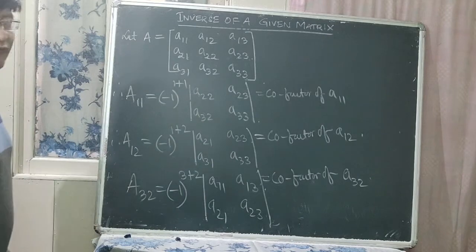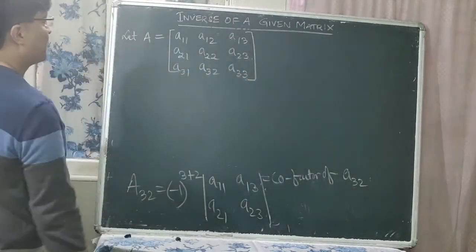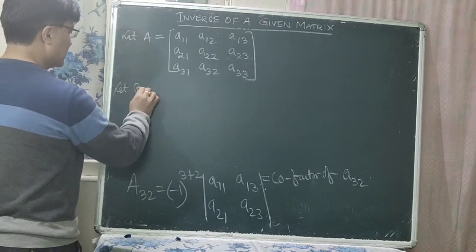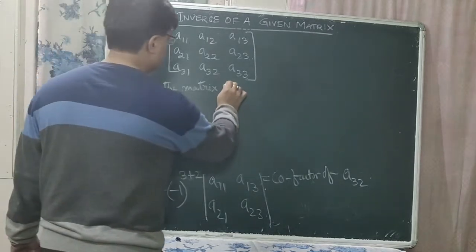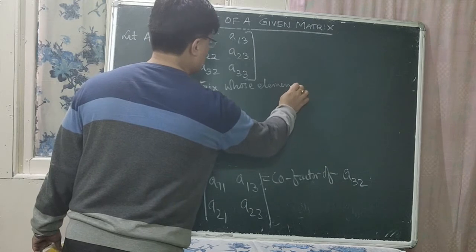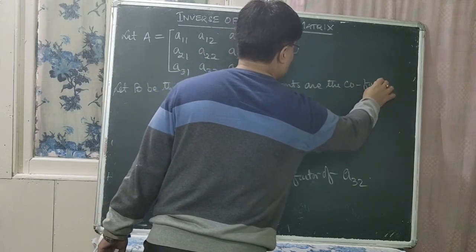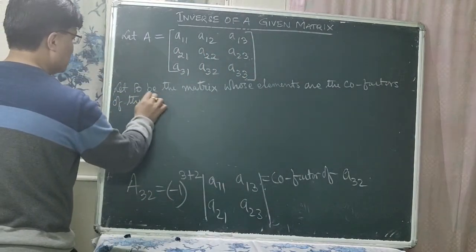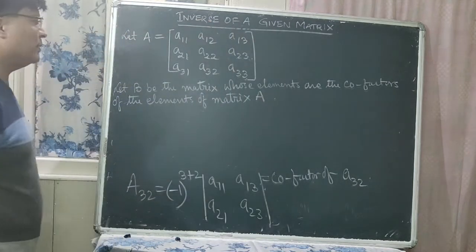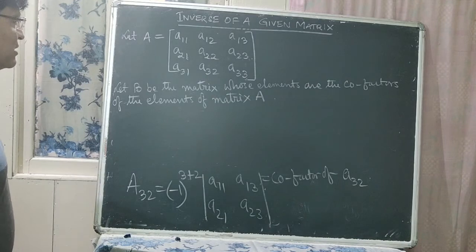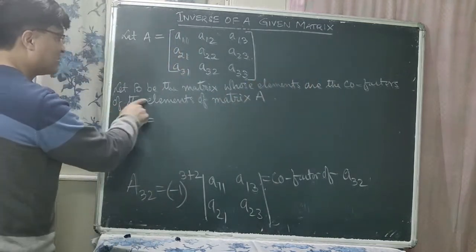So now you know how to find out the cofactors of each and every element in the matrix A. Now let us write, let capital B be the matrix whose elements are the cofactors of the elements of matrix A. Okay?